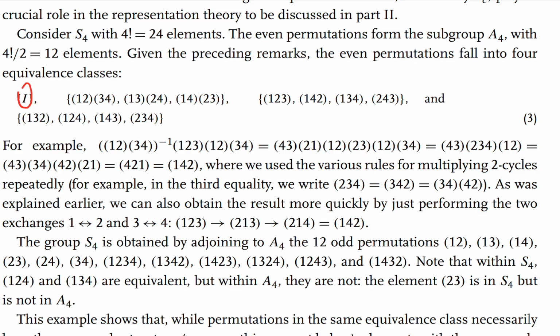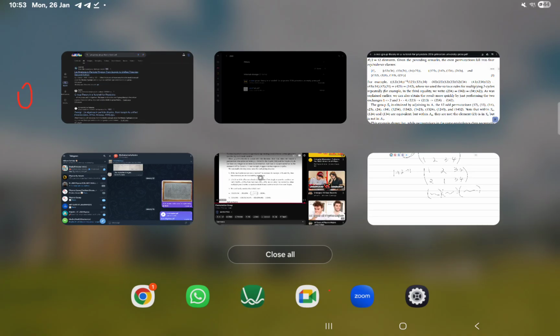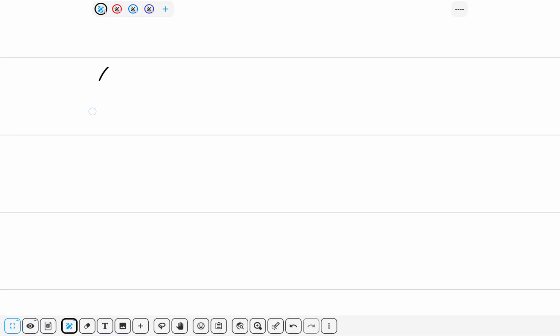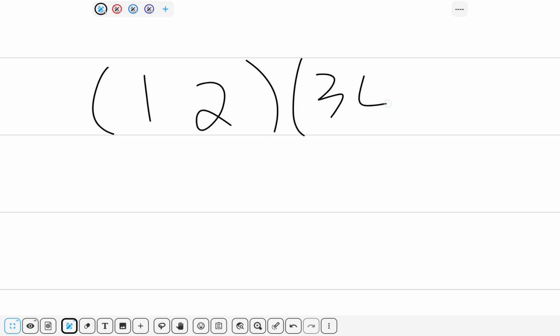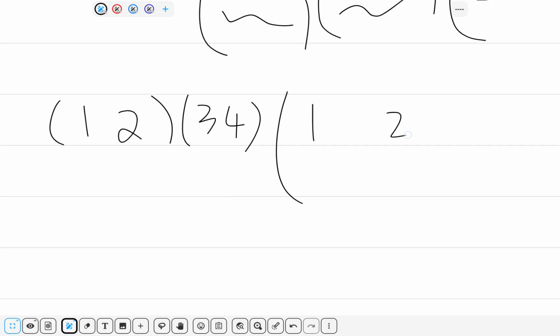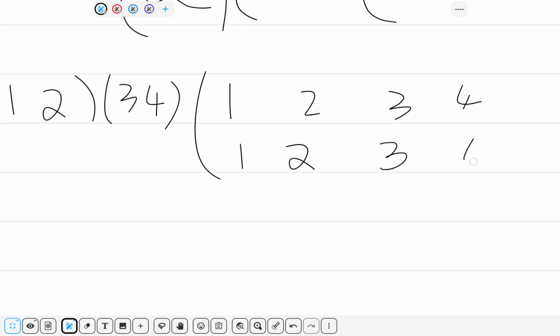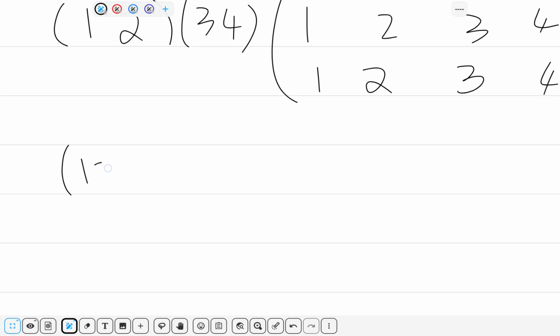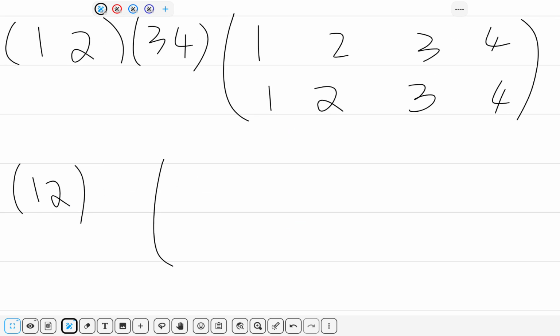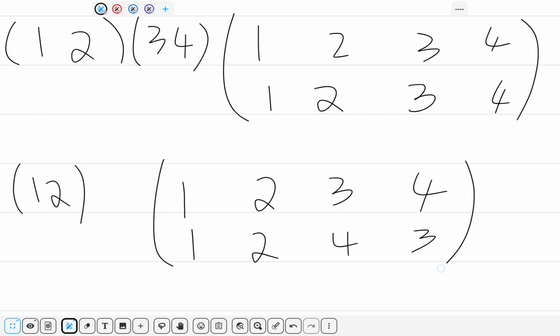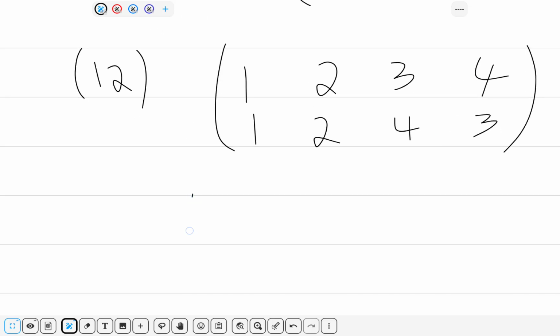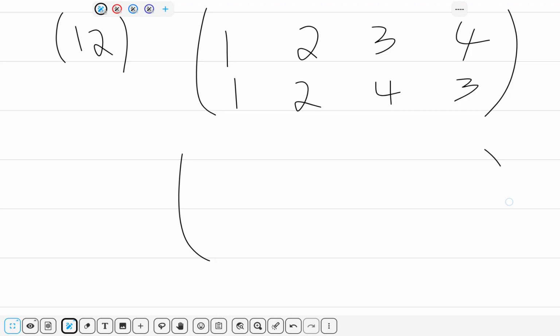First of all, we have identity, which does nothing. Let me see what (1 2)(3 4) does. Let me try it. So we have (1 2)(3 4), and this will be applied on this. Let's say this is what we want to apply it on. First, what (3 4) will do is it will just exchange 3 and 4. Then what (1 2) will do is exchange 1 and 2. That's all it will do.